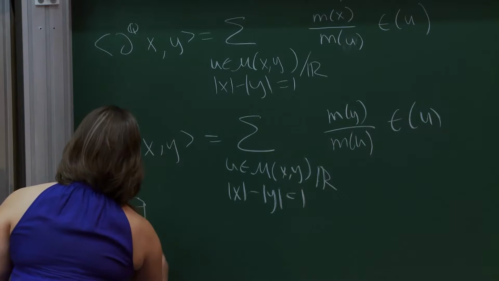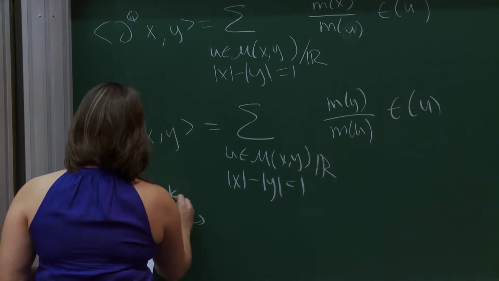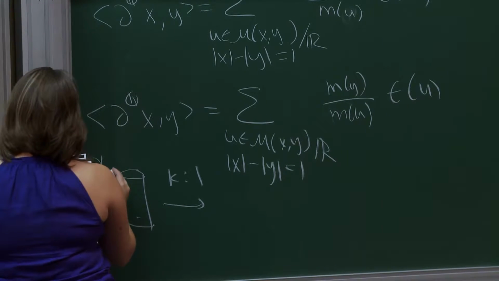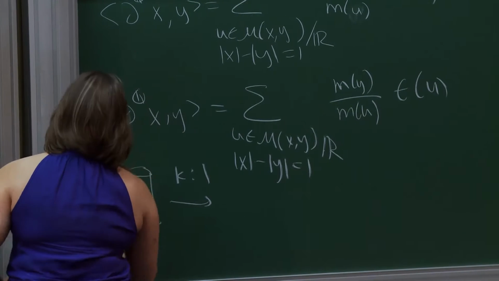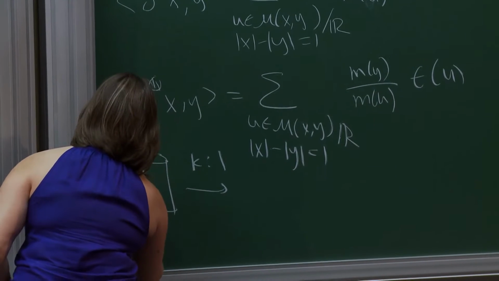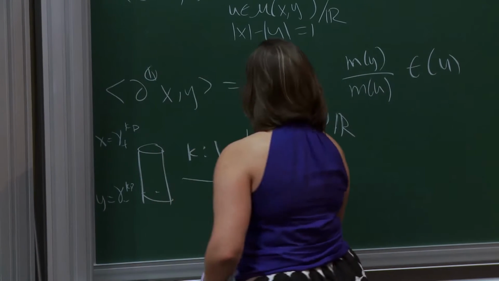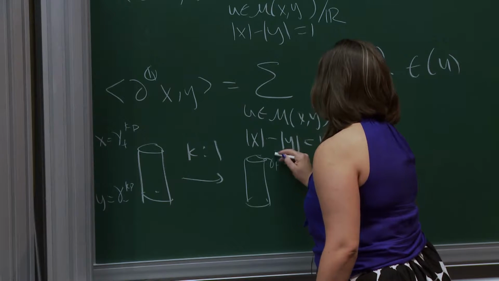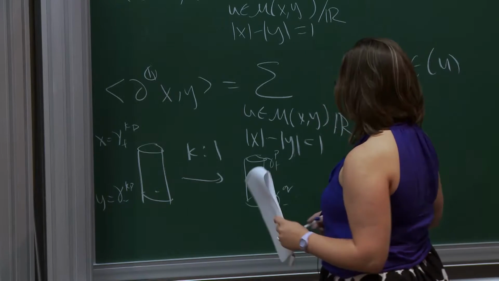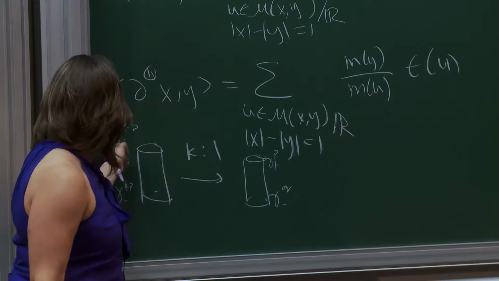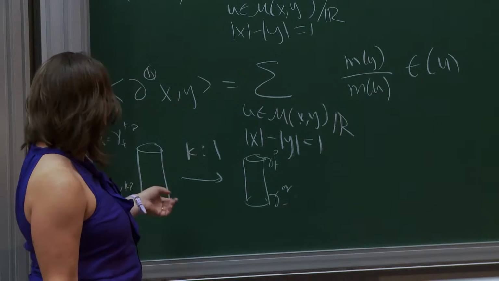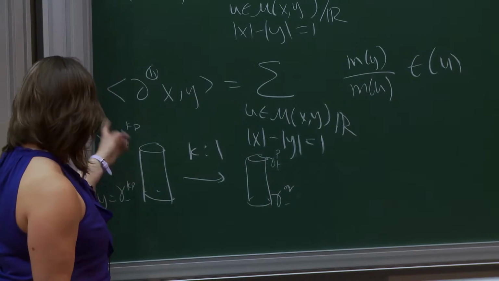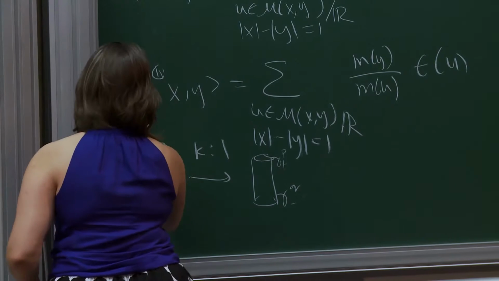You can see that because if you have a k to 1 fold cover, where x is gamma plus to the kp, and y is gamma minus to the kq, this would be a k to 1 fold cover of a cylinder, gamma plus to the p, gamma minus to the q. So the multiplicity of x is kp, the multiplicity of y is kq, the multiplicity of this curve u is k, and k obviously divides both kp and kq.